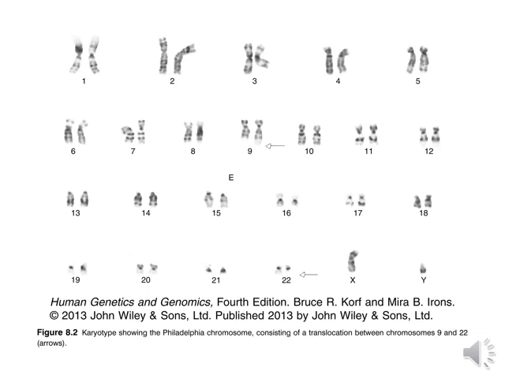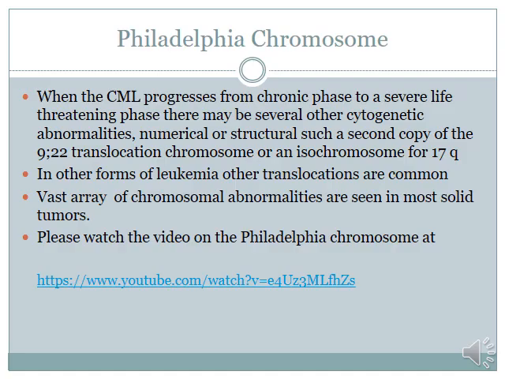This karyotype is showing you the Philadelphia chromosome, which consists of a translocation between chromosomes number 9 and 22, which you can see here. When the CML progresses from the chronic phase to a severe life-threatening phase, there may be several other cytogenetic abnormalities that might occur, numerical or structural, and one of these is that a second copy of the 9;22 translocation chromosome will occur, or an isochromosome from 17q.